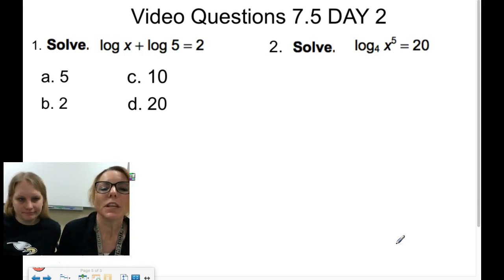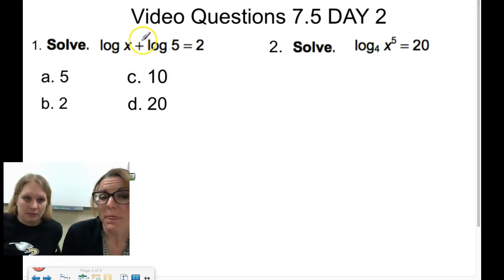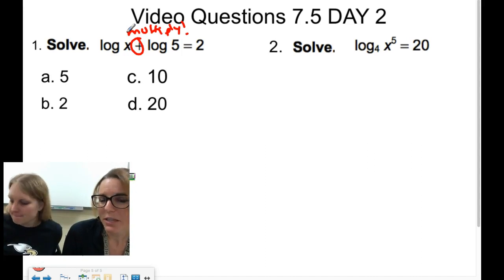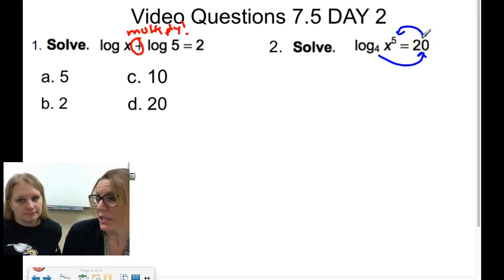All right. So video question 1, solve. You have a log plus another log, so that means you're gonna multiply them into a single log and change to exponential. And on number 2, you have a single log. So right away you change it to exponential and then plug that into your calculator.